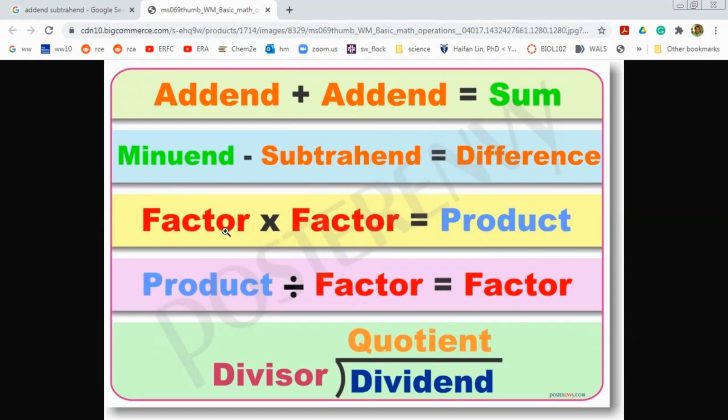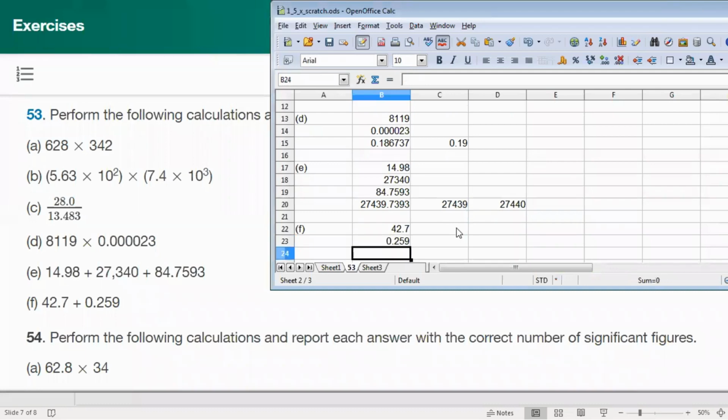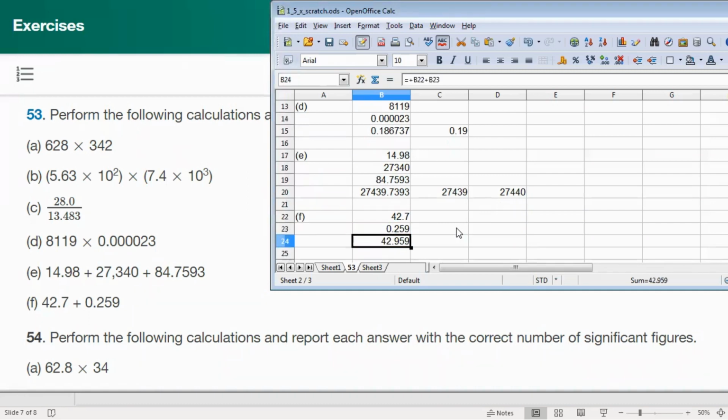For multiplying, it's factor times factor, we get product. And here's another one using the terms divisor, dividend, and quotient. And then there's the term remainder, but sometimes I'll just use the word numerator and denominator. It's been a long time since I've used these terms. Very rarely have I ever needed them, but just for the sake of completeness, I'm doing that. So let's do an addition.